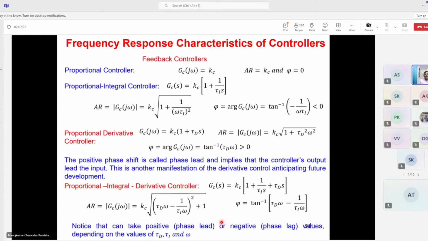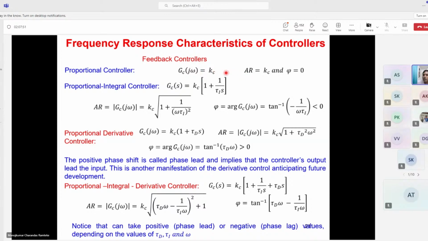Okay. Now let's look at the controllers. If you have a proportional controller, what is the transfer function of the proportional controller? Just Kc. There is no s term here, so I cannot replace s by j omega. Even if I replace s by j omega on the left hand side, there is no s term on the right hand side. So we get just Kc, which is a real number. There is no imaginary number here.